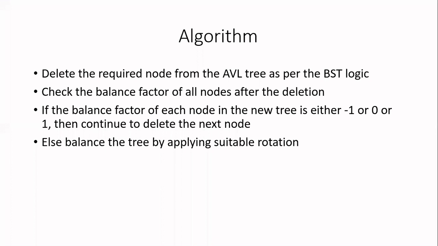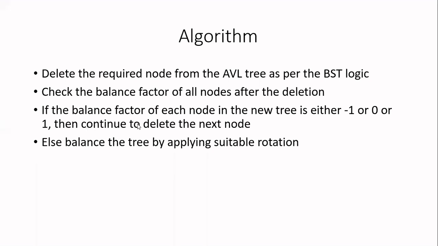In AVL tree also, first if I ask you to delete a particular node, you have to check in which case it falls. And you have to delete as per the logic of the binary search tree, three different cases. And once you delete, we have additional work in case of AVL tree. So what is the work is, after the deletion is over, you have to check the balance factor of all the nodes in the new AVL tree. Previously, it will be balanced, but you are deleting a node. Because of the deletion of the node, the balance factor of the nodes will be affected. So you have to check the balance factor of all the nodes in the new tree.